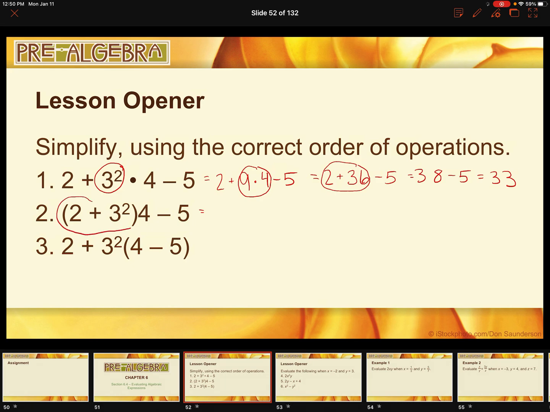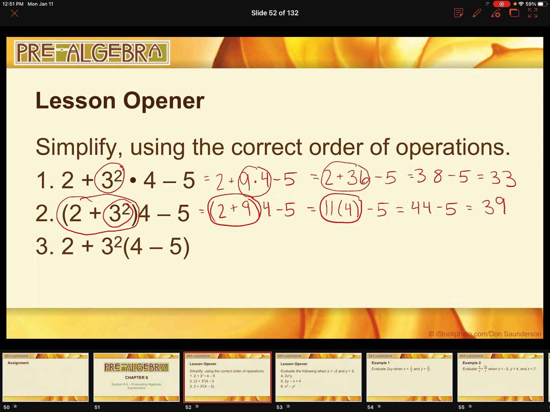In number 2, I see parentheses, so I'm going to start in the parentheses first. Inside the parentheses, I see exponents, so I'm going to start there. Still inside the parentheses, 2 plus 9 is 11. Next in PEMDAS, I would have to multiply and then subtract to get 39.